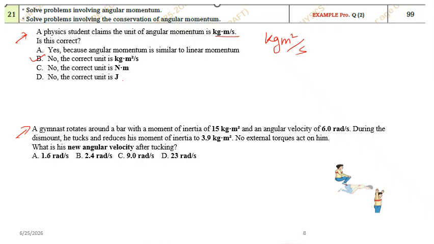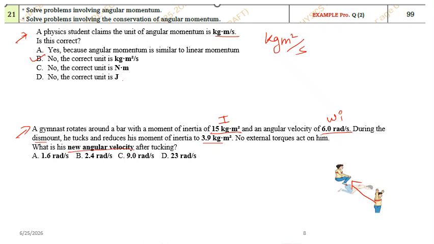Okay. Now the next one: a gymnast rotates around a bar with a constant moment of inertia of 15 kilogram meter square, I initial, they have given, with an angular velocity omega initial, they have given, during the dismount. He then reduced his moment of inertia. See, he pulled his body closer, from this point to this point, and the moment of inertia has been reduced to 3.9 kilogram meter square. No external torque acts on him. What is the new angular velocity?